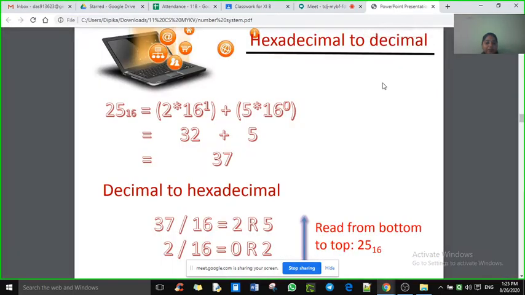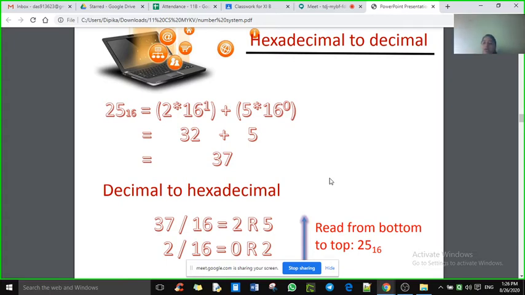Yes, Suchismita, you can. Ma'am, 2 into 16 to the power 1 plus 5 into 16 to the power 0. 16 to the power 1 is 16. 16 into 2 is 32, plus 5 equals 37. Yes, so you explained directly the hexadecimal number. What was my question, Suchismita? Instead of considering 25 as a hexadecimal number, consider 25 as a decimal number. Is it clear, Suchismita? Yes, ma'am.